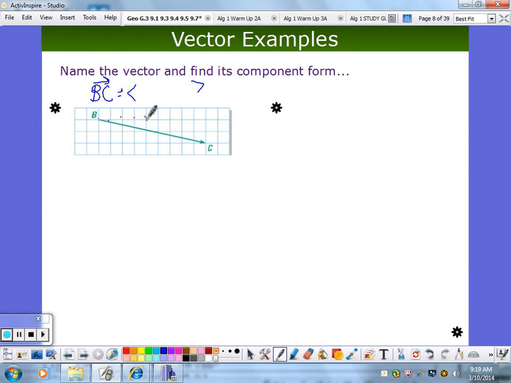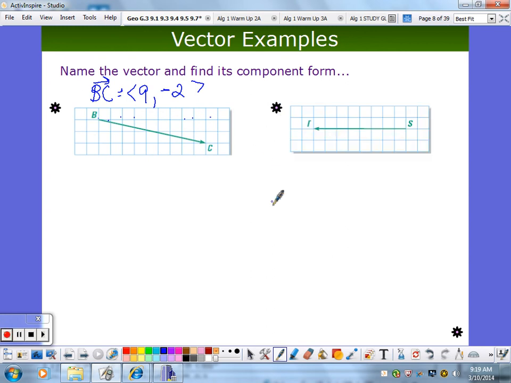1, 2, 3, 4, 5, 6, 7, 8, 9. And then how many am I going down? 1, 2. Now down is a negative direction. So 9, negative 2 describes that vector in component form. They're not rocket science, you just have to kind of know the notation.